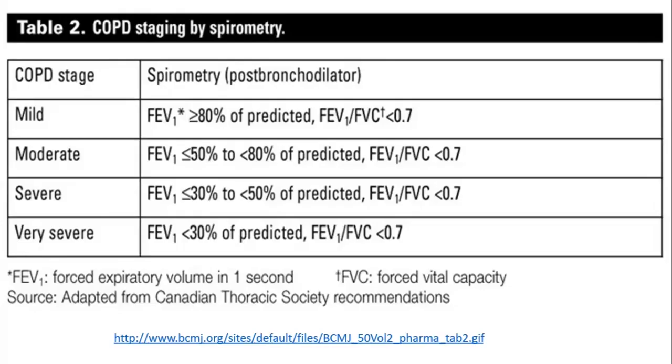For severe problem, FEV1 is going to be less than or equal to 30% to 50% of what is predicted. And in a very severe case, then FEV1 is going to be less than 30% of that which is predicted. So this is how you would compare your spirometric measurements to the standards that are set, and to determine if the COPD stage of the person is mild or moderate or severe or very severe.